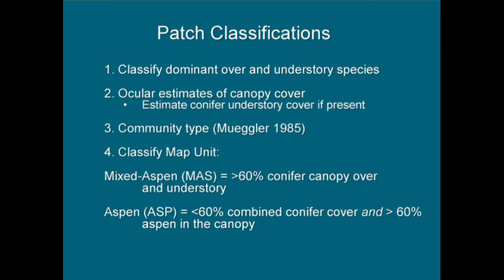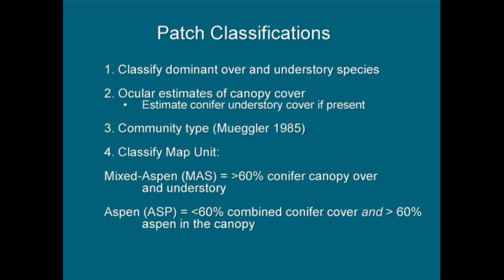Within each patch, we have classifications to monitor vegetative components, percent standing dead, and regeneration rates. So we classify dominant over and understory species. We give ocular estimates of canopy cover. Community types were based on Mueggler. I know that there have been community types in the Sierra Nevadas that are more functional, that take more into account soil content, elevation, slope. But for managers, the community types from Mueggler are directly linked to fire groups. So for our area, it's the most accurate.